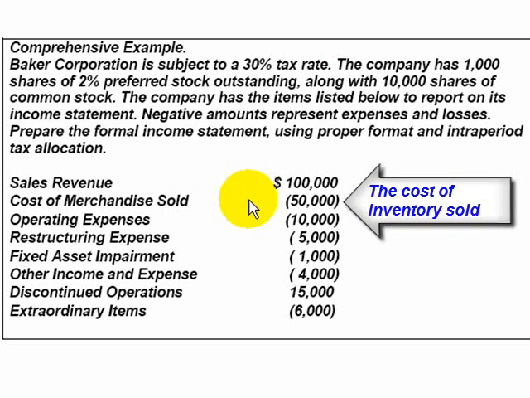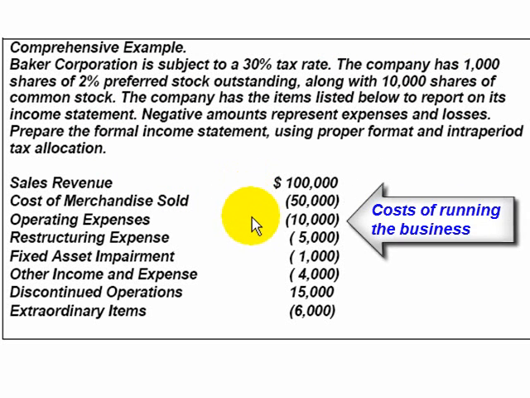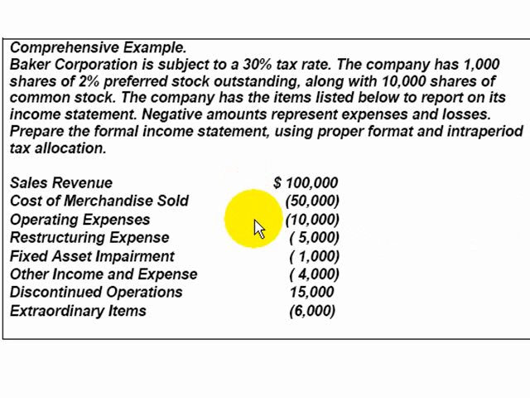The cost of goods sold is $50,000. Operating expenses, this would be the general and administrative expense along with the selling expenses, total $10,000. And then we run into something new. We have restructuring expense and fixed asset impairments, along with discontinued operations and extraordinary items. These are all new things that are being presented in this module for the first time.